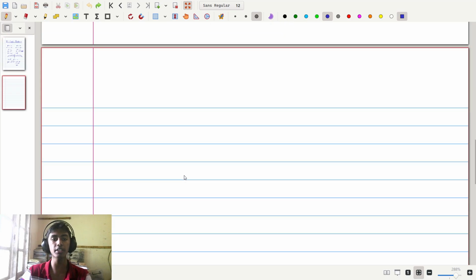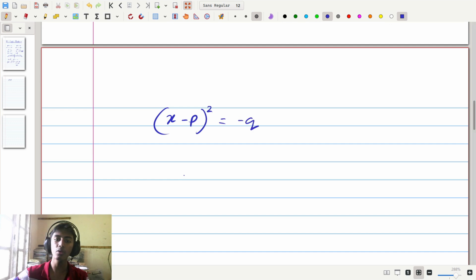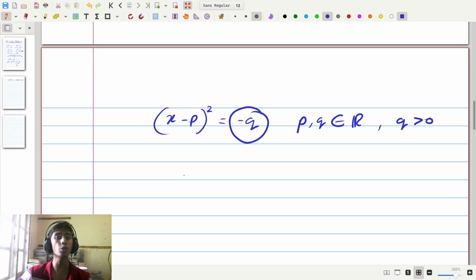and to do that we're going to consider the general form (x − p)² = −q, where p and q are elements of the real numbers, and importantly, we're also going to have that q is greater than 0. Now, if q is greater than 0, it means that q is a positive number, which means that negative q is going to be a negative number.